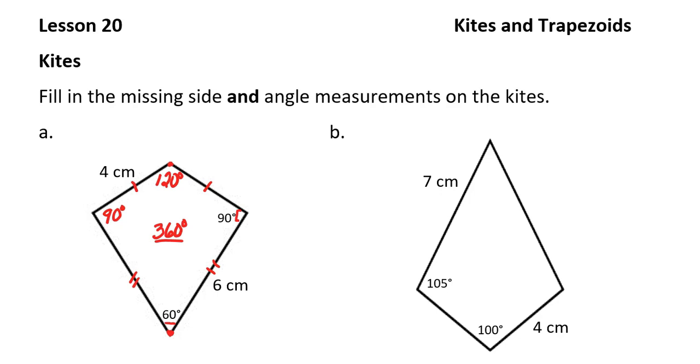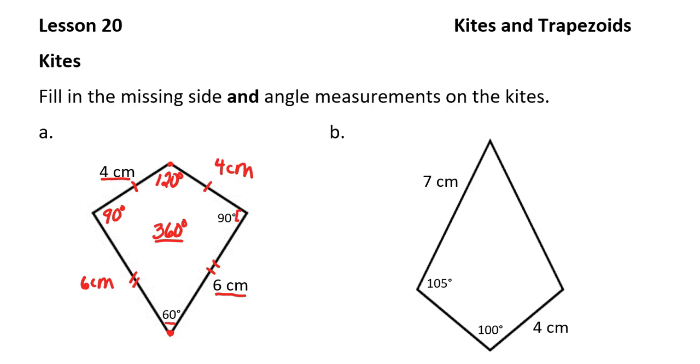And we can also fill in the missing side measurements. So again, those adjacent sides are equal. So since this side is 4 centimeters, I know that this side is 4 centimeters. Since the long side is 6 centimeters, I know the other side is also 6 centimeters.